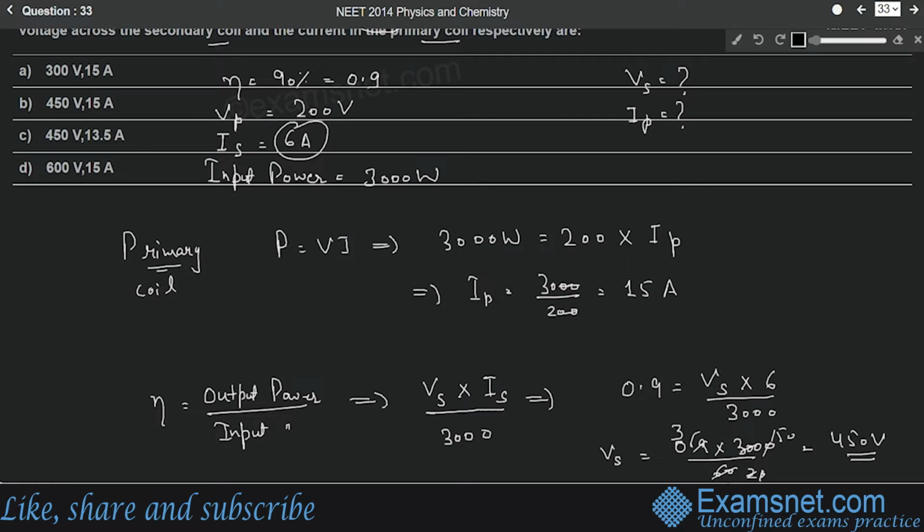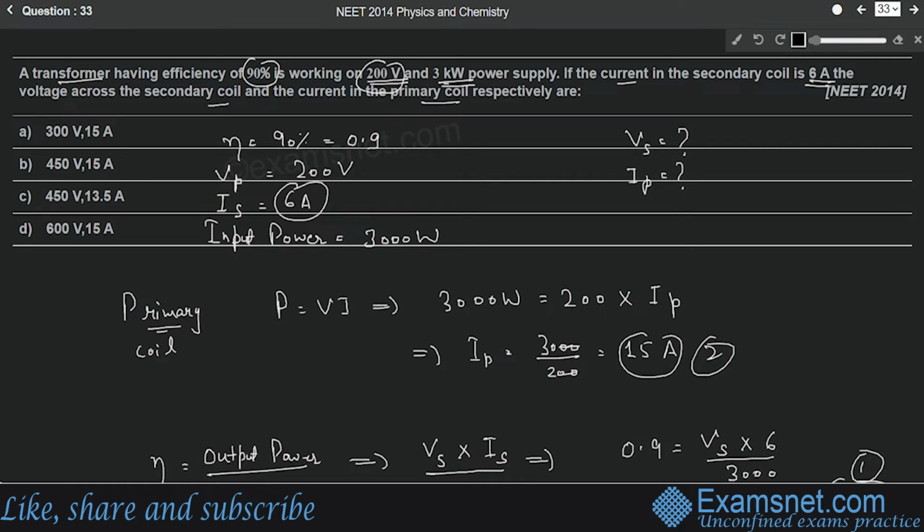Okay, so here first we have to tell what is the voltage across the secondary coil, so that is 450 volt, and then the current in the primary coil, that is equal to 15 ampere. So 450 volt and 15 ampere will be the answer. So let's see, 450 volt and 15 ampere, that means option B will be the correct answer.